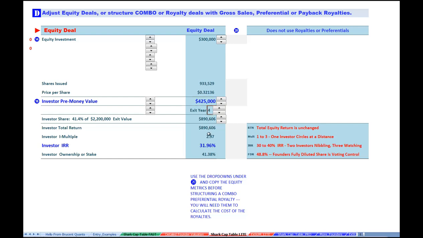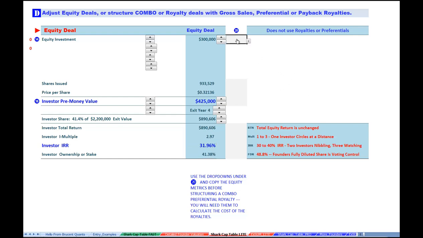That's what this is, a pre-money calculator. There's the sale or the exit in year 4, and because we've generated a pre-money value of 425, it generates 41.4%, or about $890,000 to the investors. And they get a 2.97 and a 31.96 multiple and IRR respectively, and they own a little over 41%.